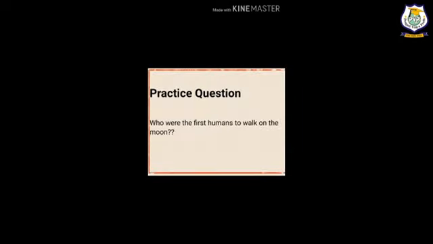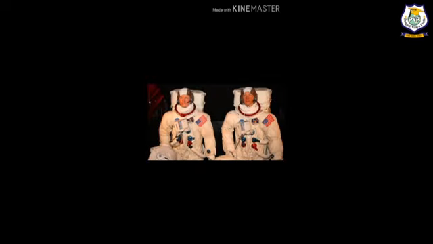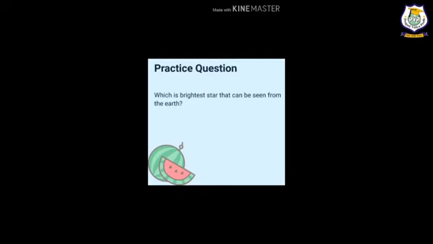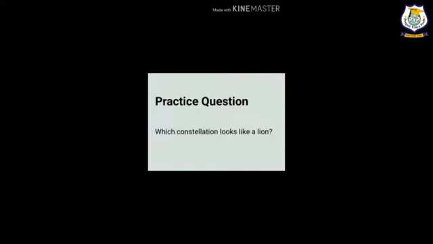Next question is, who were the first humans to walk on the moon? Great! Neil Armstrong and Edwin Aldrin. They were the first humans to walk on the moon on 20th July 1969. Third question is, which is the brightest star that can be seen from the Earth? Exactly, that is Sirius. Now the next question is, which constellation looks like a lion? Nice, it is Leo. Leo is a constellation which looks like a lion.